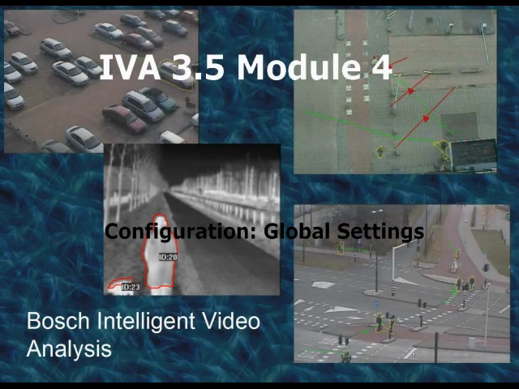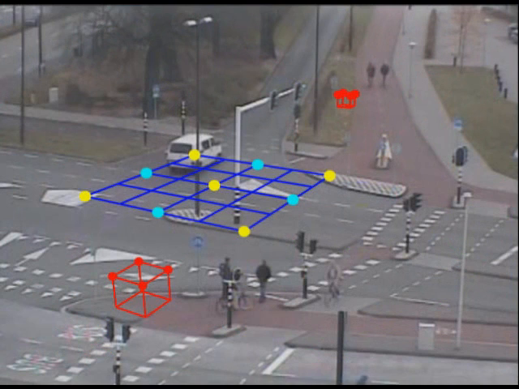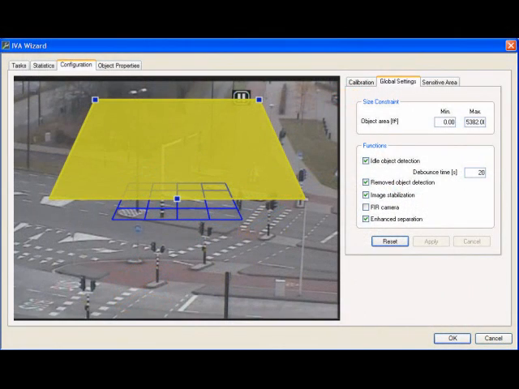Welcome to Bosch's Virtual Training Labs, IVA 3.5, Module 4, Configuration, Global Settings. In our last module, we performed encoder calibration. This gives us the ability to detect objects based on size and speed. Our next step is to actually define our global settings.